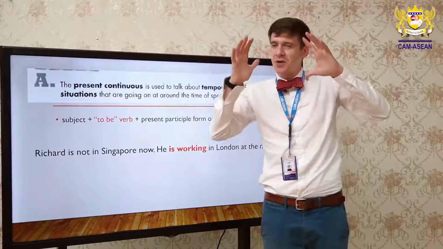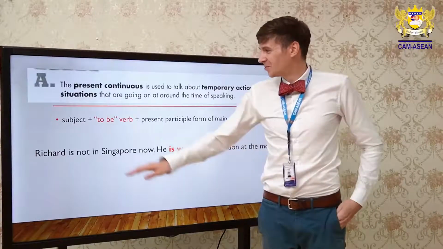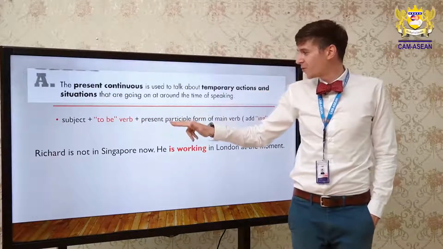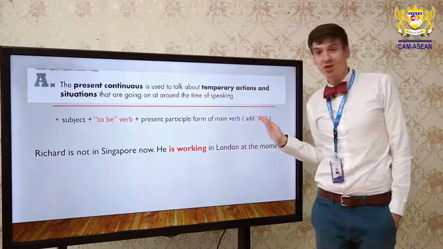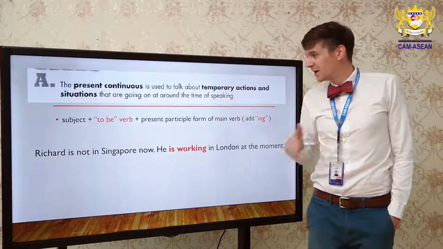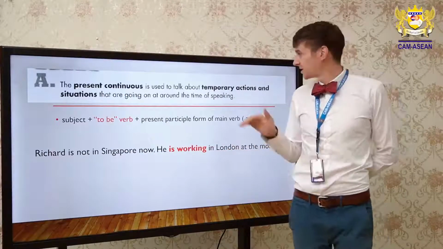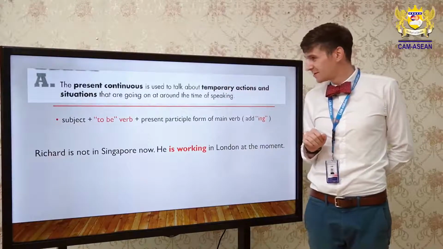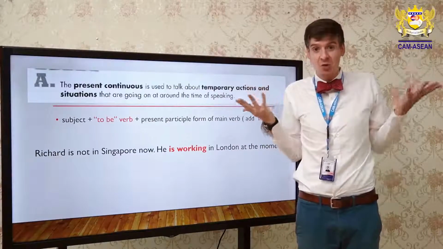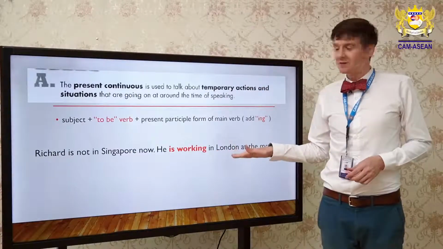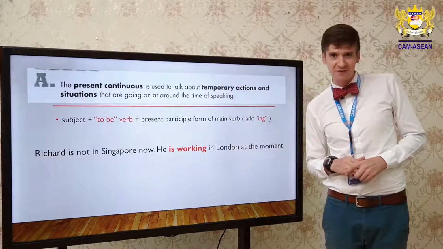So, I think we know what present continuous looks like. That main verb has an ing. That's the signal. We have a subject, we have a to be verb, and we have a present participle form of the main verb. Present participle, remember, you just add ing. Richard is not in Singapore now. He is working in London at the moment. It's a temporary situation. Maybe Richard is usually in Singapore. That's normal. But he is temporarily working in London. He'll probably go back to Singapore, hang out with his friends.